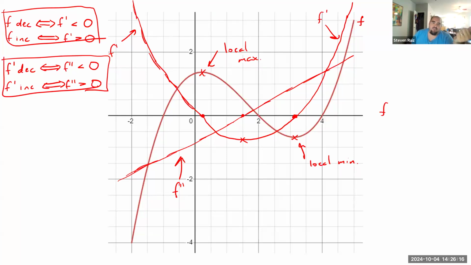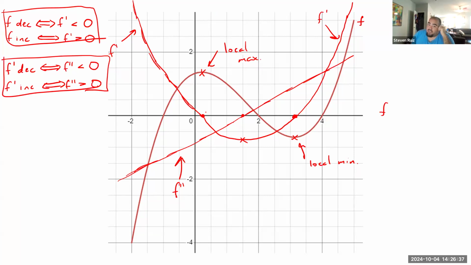So here's a critical point. I know it's a peak. I know it's a max because I'm looking at a graph. But how do you identify these things with the first derivative? Well, if the first derivative goes from positive to 0 to negative in that neighborhood, you have a local max. And we do. Our first derivative bears that out.